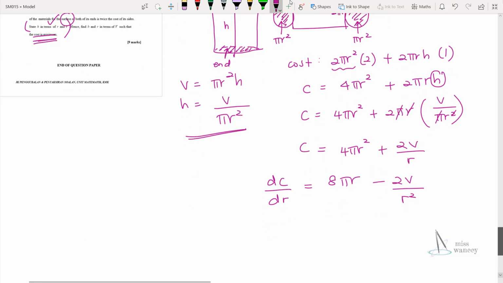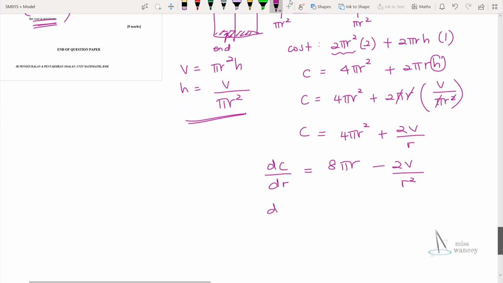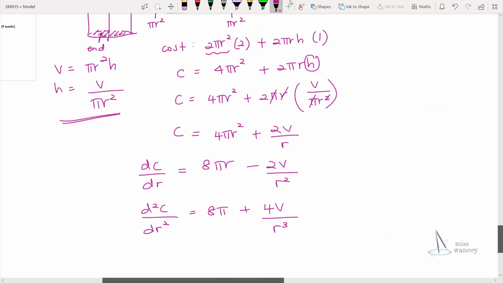So let us differentiate this again. d²C/dr², differentiating 8πr is simply 8π, and then this is simply plus 4V over r³. Okay, so now let us find out the critical value first.